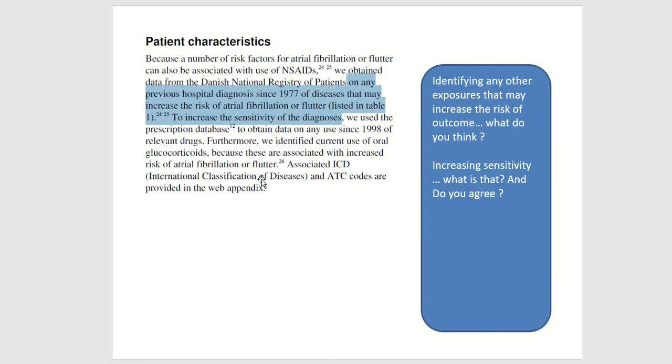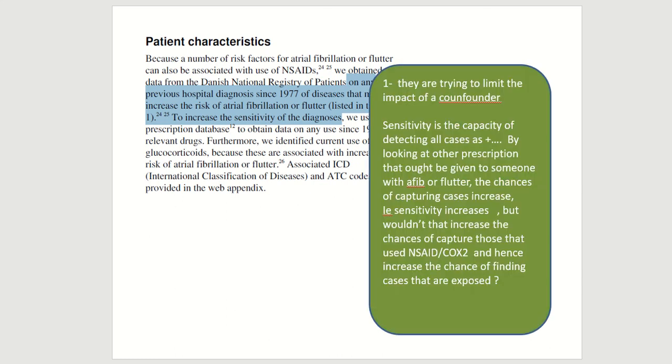Patient characteristics, if we continue: we obtained data from the Danish National Registry of Patients on any previous hospital diagnosis since 1977 of disease that may increase the risk of AFib and flutter, to increase the sensitivity of the diagnosis. So identifying any other exposure that may increase the risk of the outcome, what do they think? Increasing sensitivity, what is that and why? And do you agree? Let's see if we can find the answer to these questions. They are trying to limit the impact of confounders.